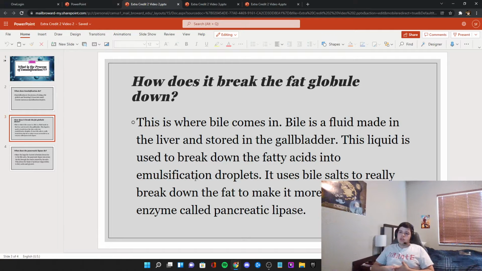Bile is a bowel fluid. It's also made in the liver, but it is stored in the gallbladder. And this fluid is used to break down the fatty acids into emulsification droplets. As I mentioned before, it uses the bile salts to break down that fat into something more accessible to an enzyme called pancreatic lipase.